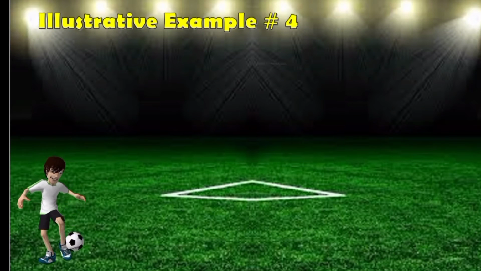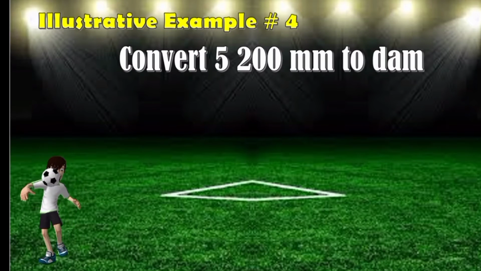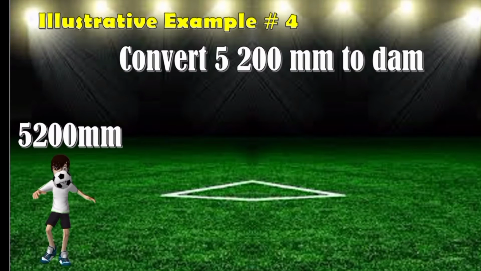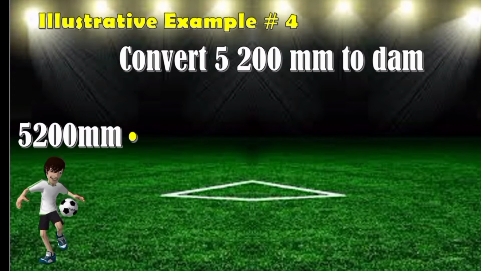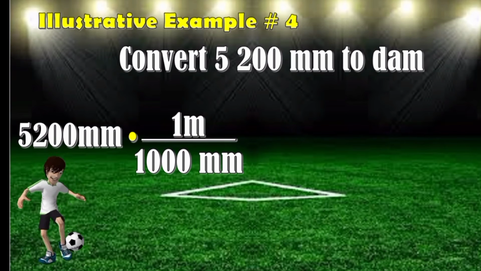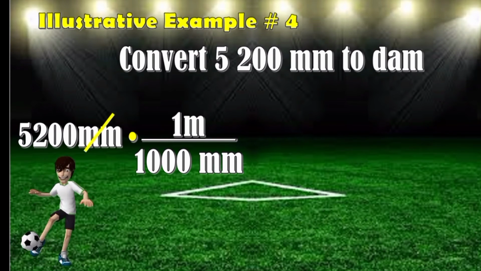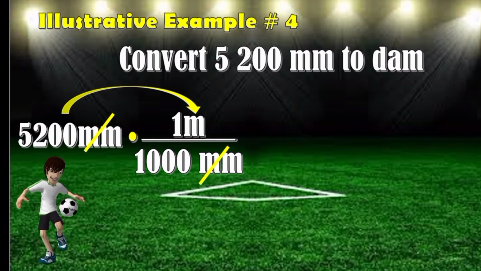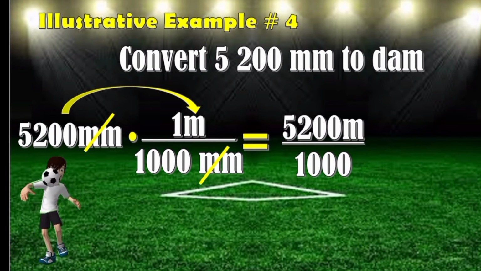Example number 4. Convert 5,200 millimeters to decameter. 5,200 millimeters multiplied by the factor 1 meter over 1,000 millimeter. Let's cancel the common factor, millimeters. Then let's multiply 5,200 and 1 meter over 1,000. The answer is 5,200 meters over 1,000.